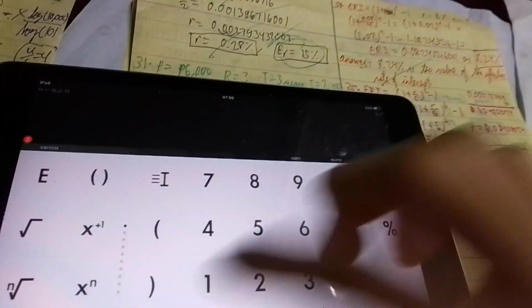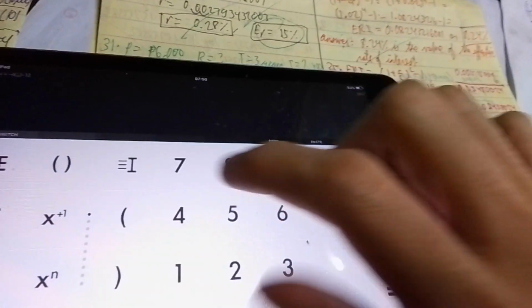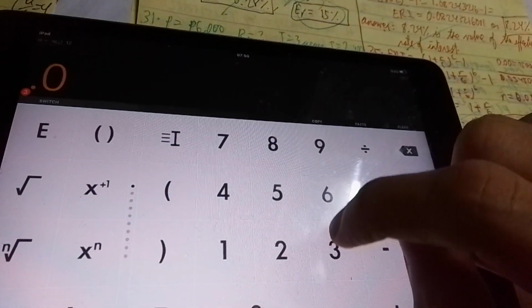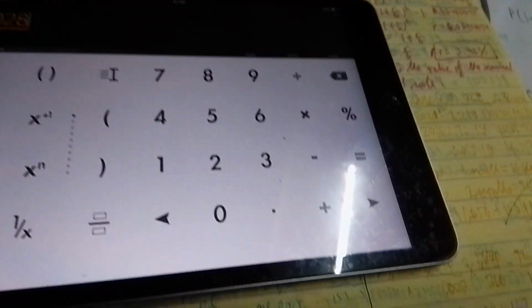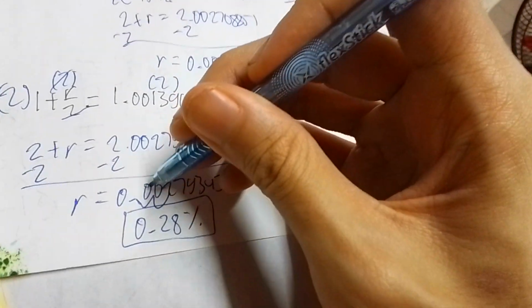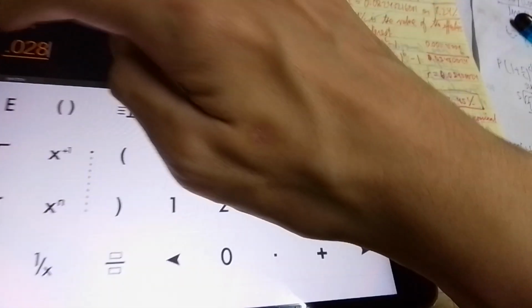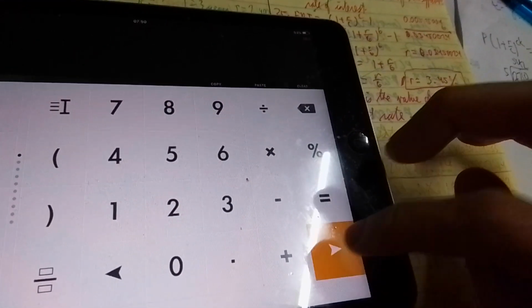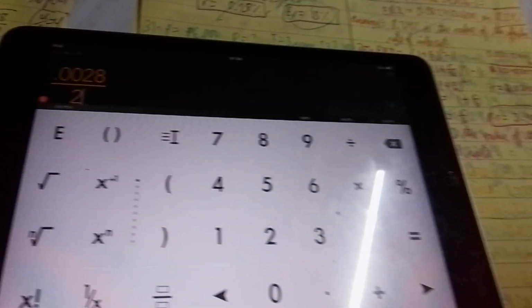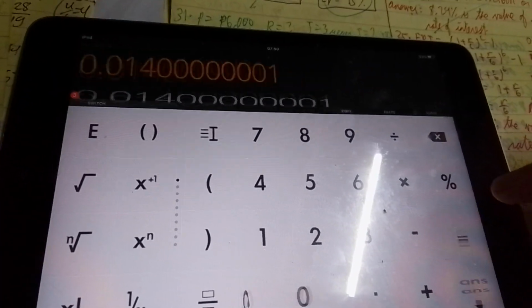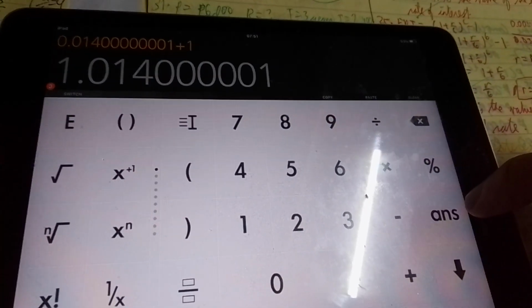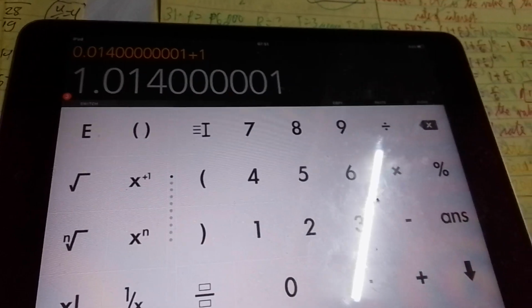So, our interest rate is supposed to be 0.28%. Now, to double check using the calculator, di ba, remember this is what we're gonna do, di ba? So, we have 0.028. Tama. Kasi di ba, remember, I shift the decimal place here. So, yan. So, 0.0028. It's 2 zeros pala. Divide by the compounding period, which is 2, since it's semi-annually. Diba? And we're supposed to get this answer. Add 1, and we're supposed to get 1.014.